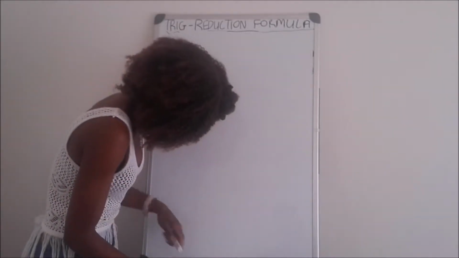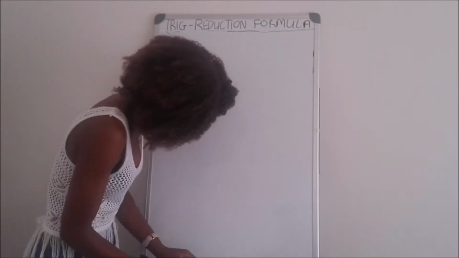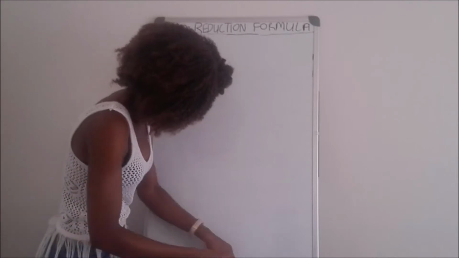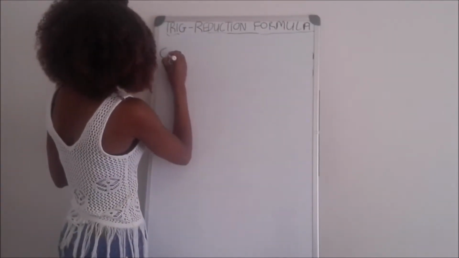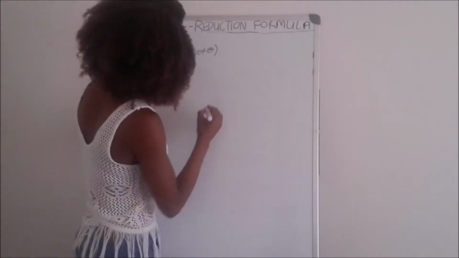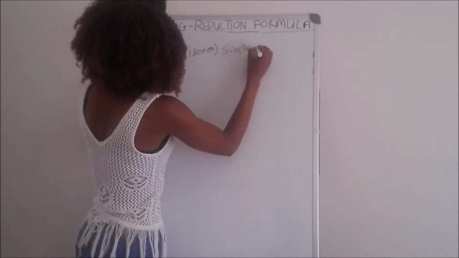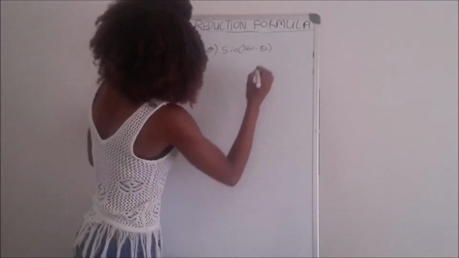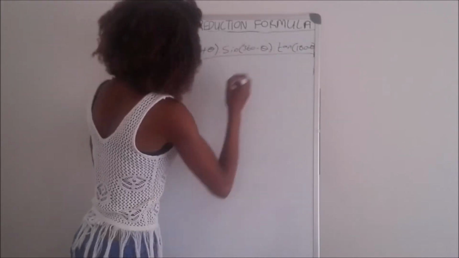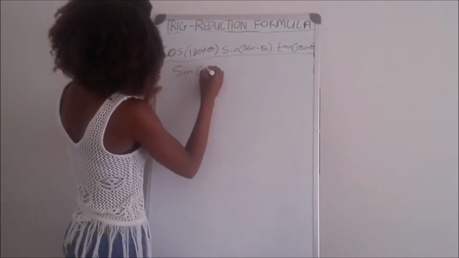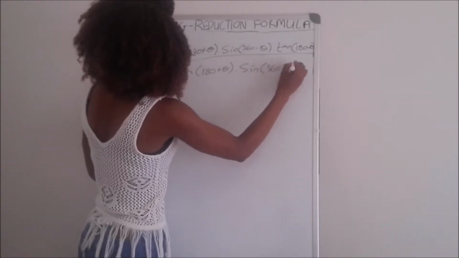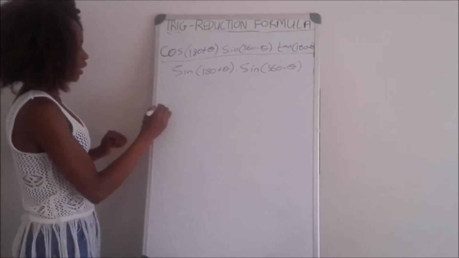On this one we have a big one. We have cos 180 plus theta, and we have sine 360 minus theta, and we have tan 180 minus theta, divided by sine 180 plus theta, and we have sine 360 minus theta.